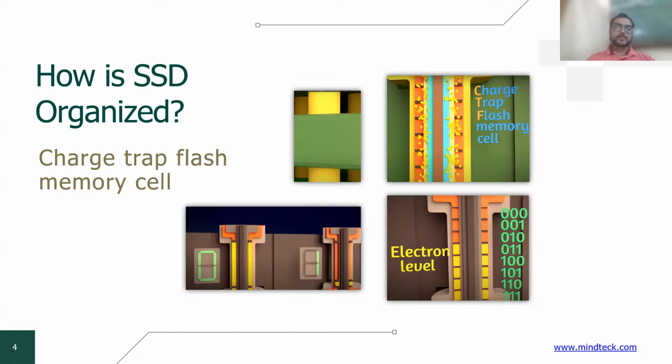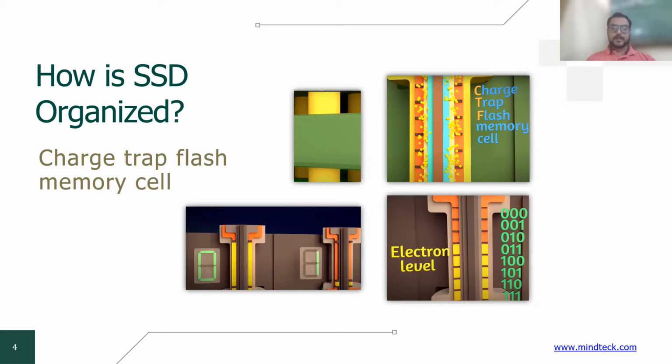Older technology could only hold 2 levels of information, either a 0 bit or a 1 bit. With the evolution of technology, one memory cell can store up to 8 levels of electrons, and with cutting edge technology, it is capable of storing up to 16 levels of electrons. So instead of storing only single bit information, it can store 3 bit information or more.